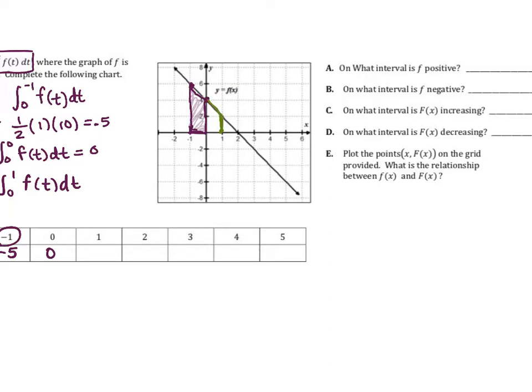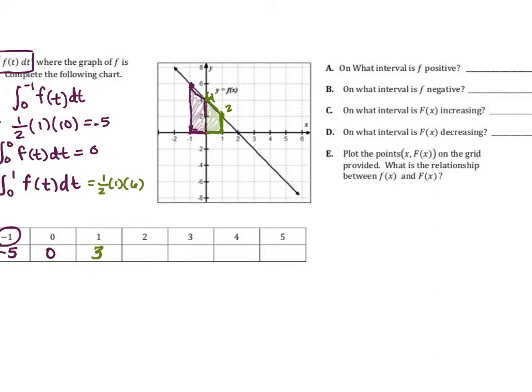Here from 0 all the way out to 1, there's our region again, and it looks like we have another trapezoid there. So we're going to do 1/2 the height times the sum of the bases. This height is 2, and here this height is 1, so that's 1/2 the height times the sum of the bases, which is 6. So it looks like that's going to be a 3 for us.